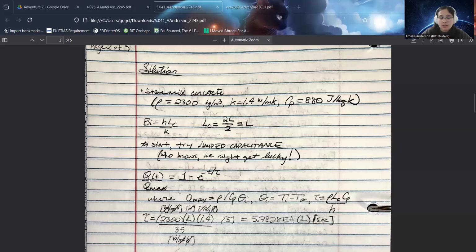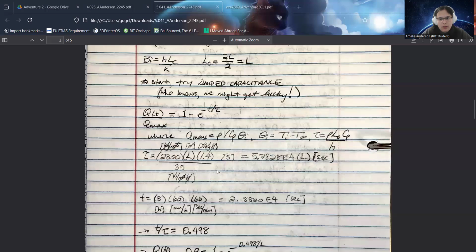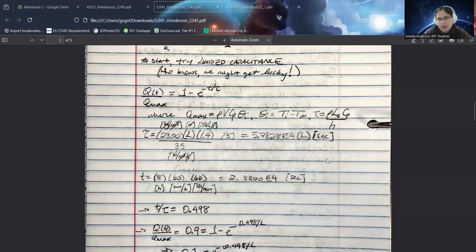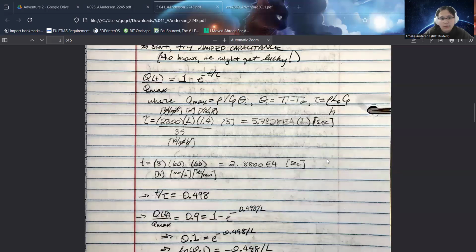So we've got Q of t divided by Q max is equal to 1 minus e to the negative t over tau. And Q max is given here; it's again m c_p delta T, that whole thing. Theta i is our initial temperature difference between the slab and the air. And we've got our time constant, rho L c_p over h. If we calculate our time constant, that comes out to about 5.78 times 10 to the fourth L seconds. Remember, that's seconds, so it's going to take a while.